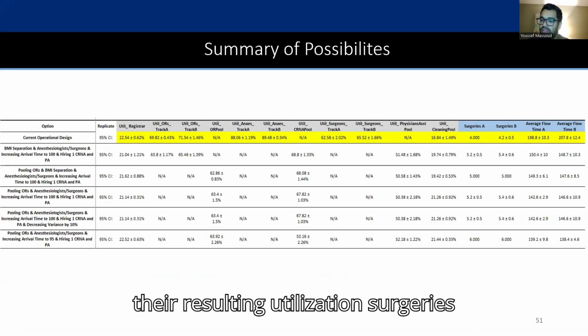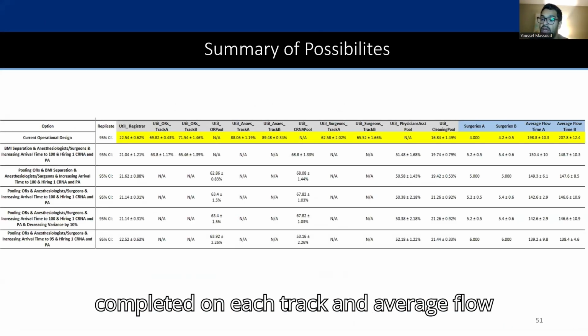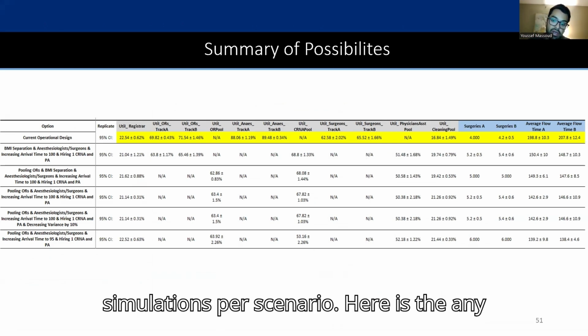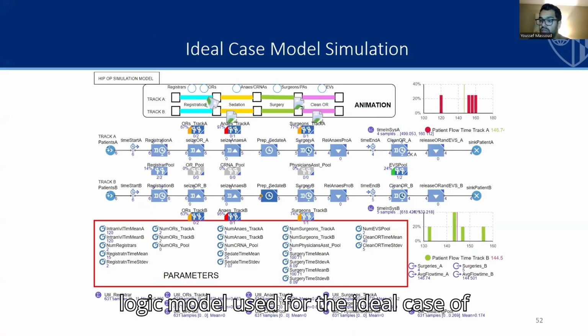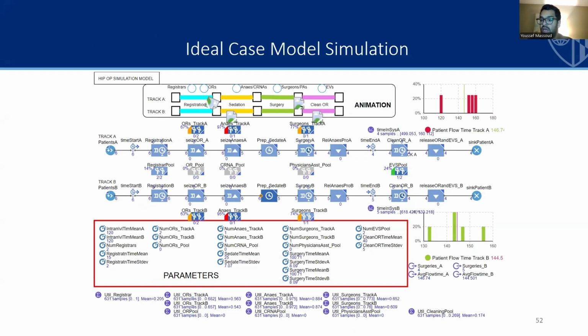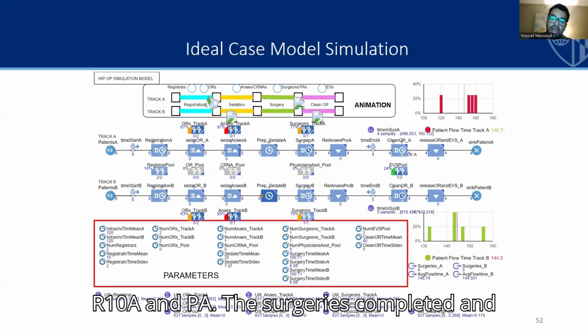This slide captures the additional scenarios considered and their resulting utilization, surgeries completed in each track, and average flow times in each track, with 5 simulations run per scenario. Here is the AnyLogic model used for the ideal case of pooling ORs, anesthesiologists, and surgeons, increasing arrival time to 95, and hiring 1 CRNA and PA.